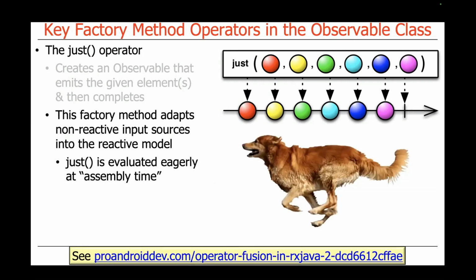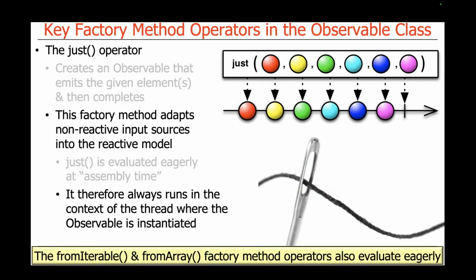Remember, just is evaluated eagerly at assembly time. And what that means is that the just method always runs in the context of the thread where the observable is instantiated. Other factory methods we're about to talk about, fromIterable, fromArray, also work this way by doing eager evaluation. We will talk later about other types of operators that run in a lazy way, and that matters because they'll end up running in the context of the thread where the rest of the stream is running. If that doesn't make any sense right now, don't worry about it.